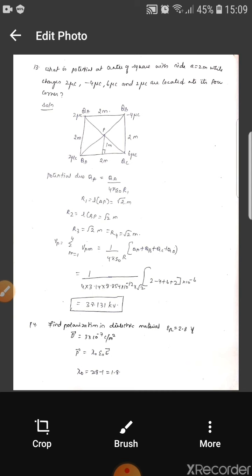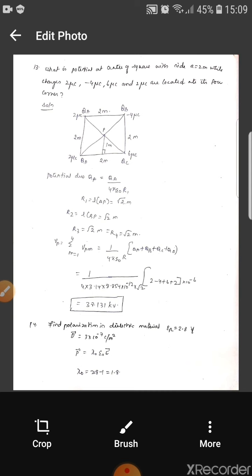And now we are going to calculate the potential. VP is equal to summation of VPm, so that is equal to 1 by 4 pi epsilon naught R times QA plus QB plus QC plus QD. You will be having 4 charges, so all the 4 charges together. So substituting the values, you will be getting 38.131 kilovolt.